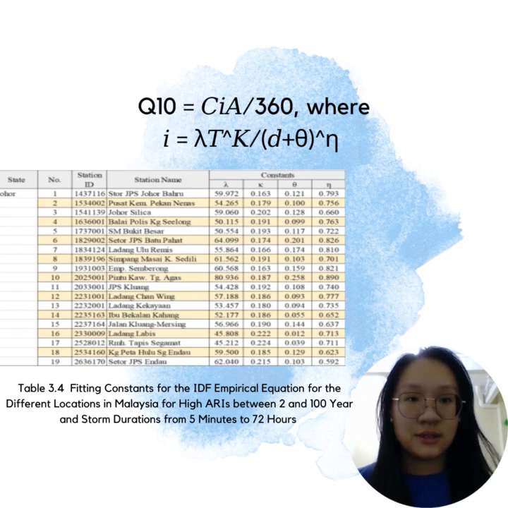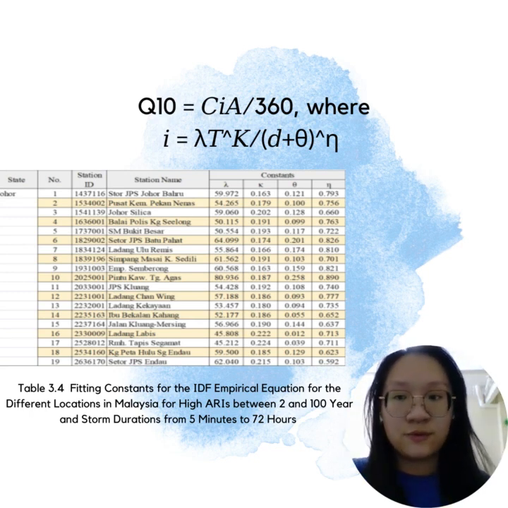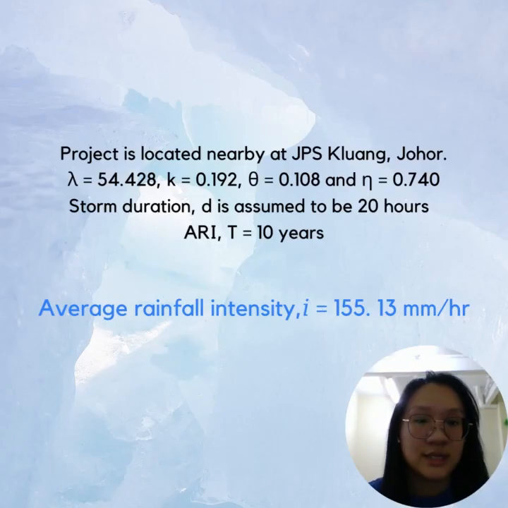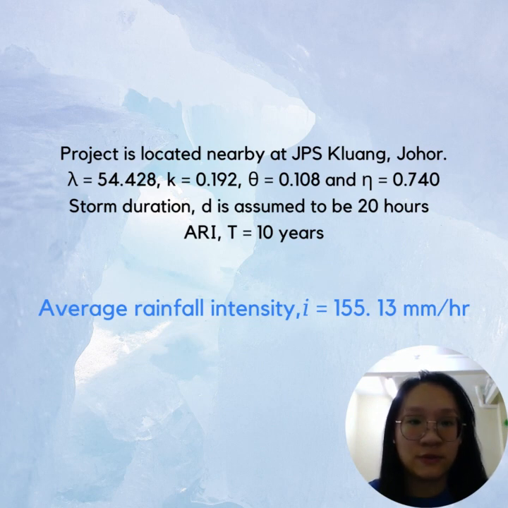Then Q10 is calculated using the formula CIA divided by 360, where the average rainfall intensity is calculated using the equation shown here. This Table 3.4 shows the fitting constants dependent on the rain gauge location. Our project is located nearby at JPS Kuang, Johor. Therefore, by referring to Table 3.4, these derived parameters can be determined. The storm duration D is assumed to be 20 hours and ARI is equal to 10 years. Therefore, the average rainfall intensity is equal to 155.13 mm per hour.